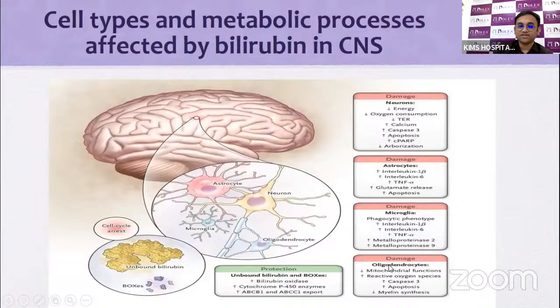In oligodendrocytes, the mitochondrial function will be affected. There is more reactive oxygen species. Similar to the neurons, there can be more caspase 3 activation and more apoptosis. One of the most important damages the bilirubin causes in oligodendrocytes is a decrease in myelin synthesis, which can affect the further development of the brain white matter.